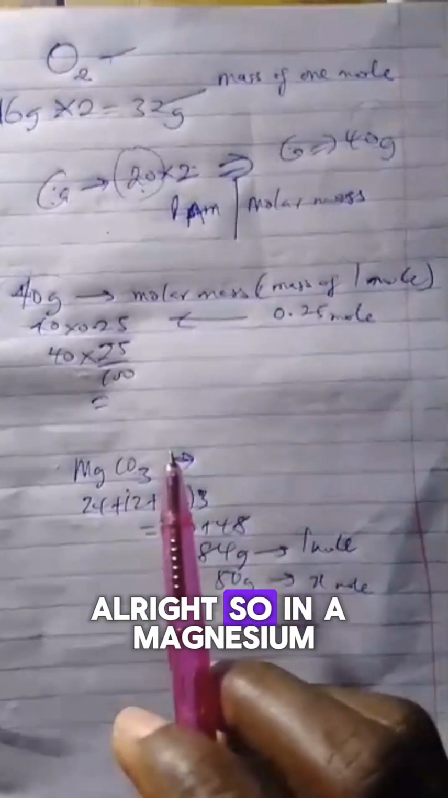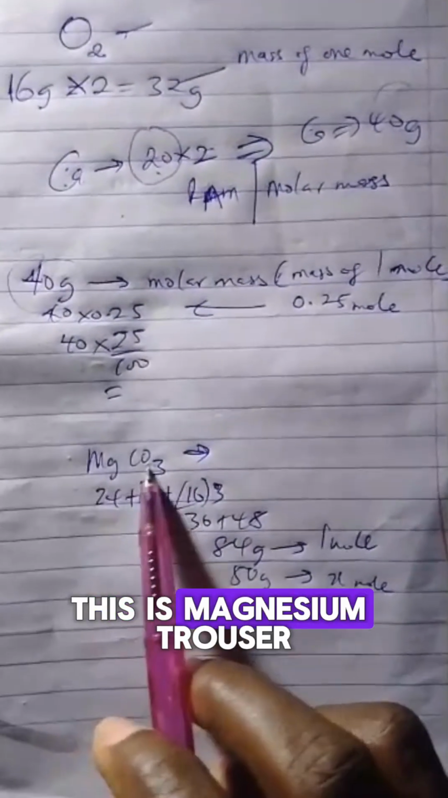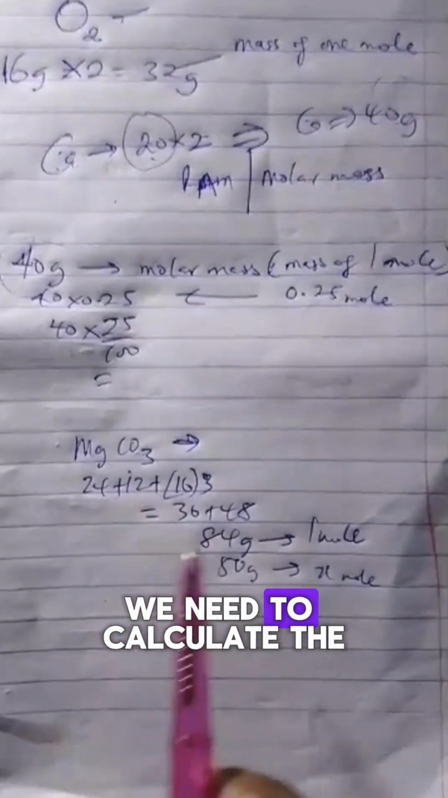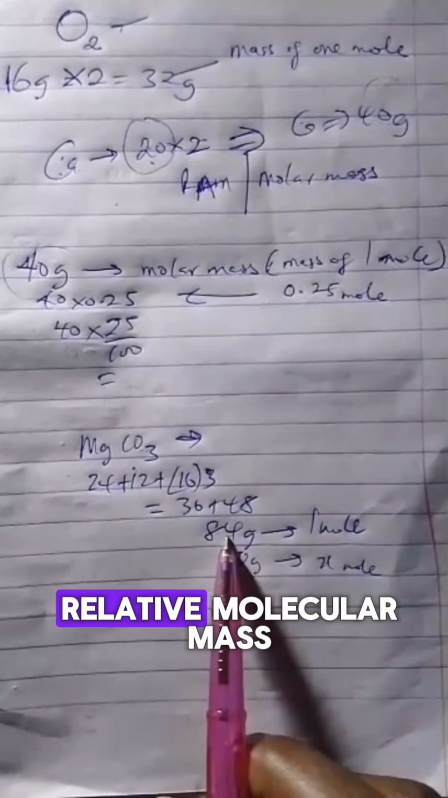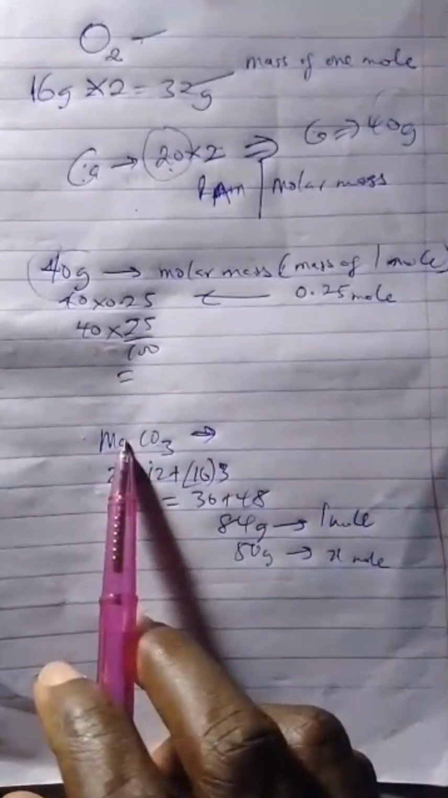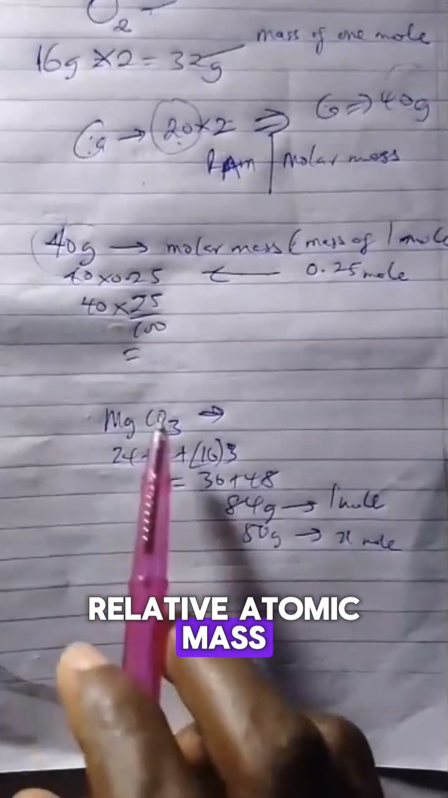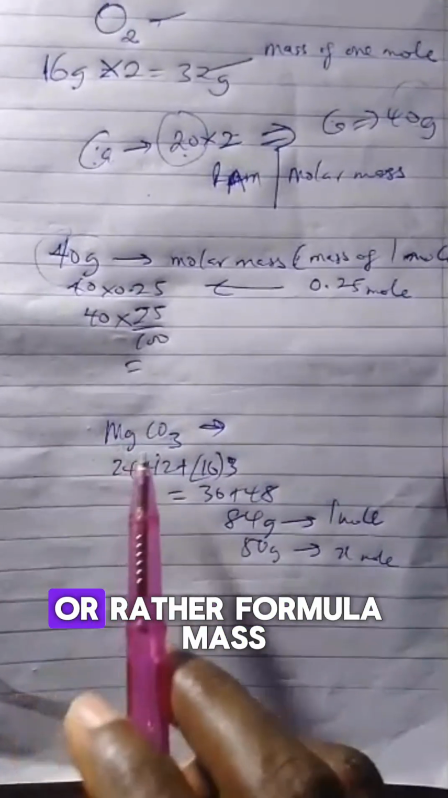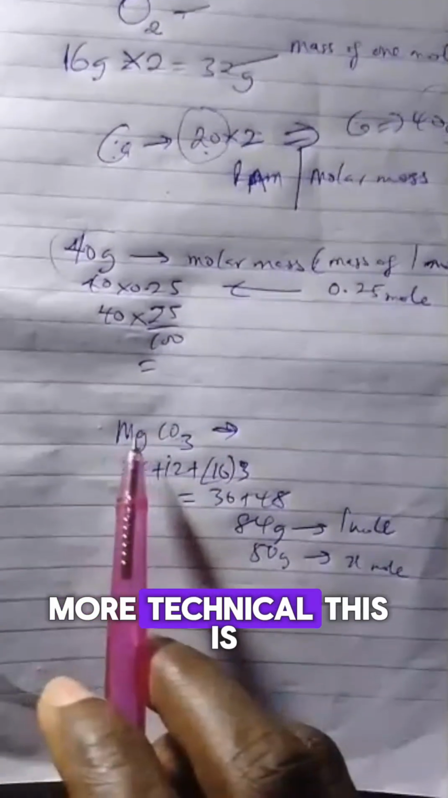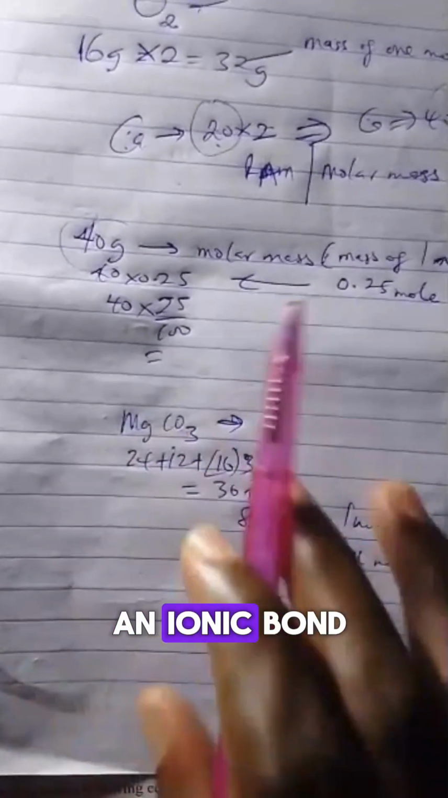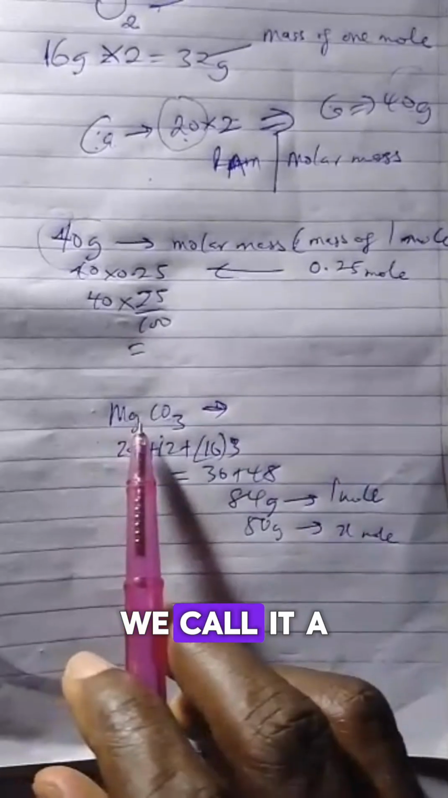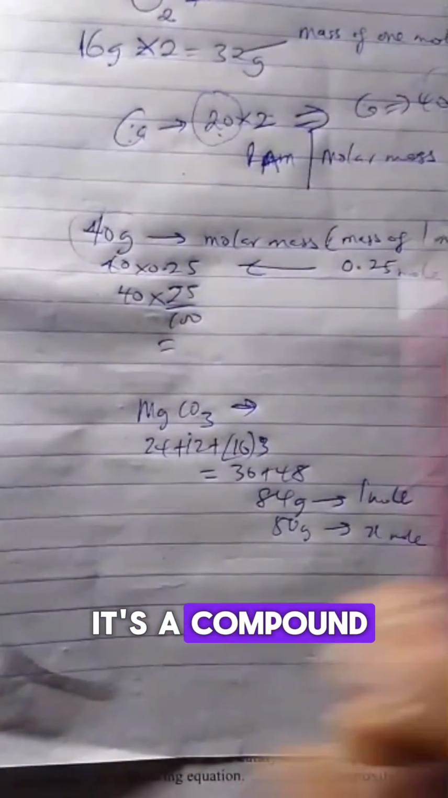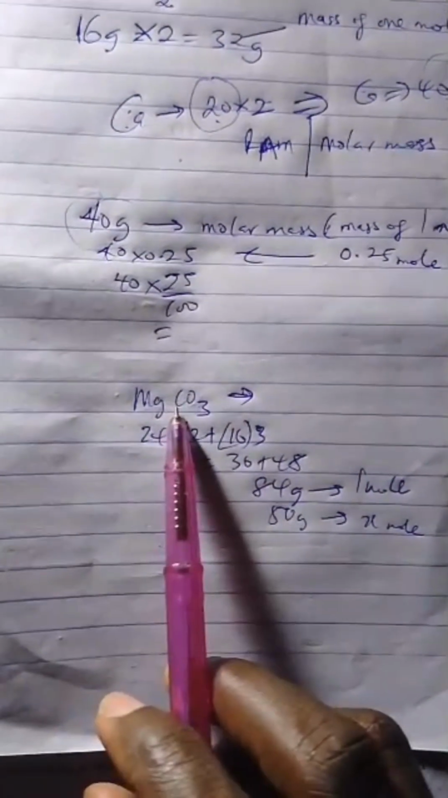In magnesium trioxocarbonate(IV), we'll be able to calculate the relative molecular mass, because this is a molecule. It's not an atom, so we can't say relative atomic mass. We call it the relative molecular mass, or rather formula mass. To be more technical, it's an ionic bond, so we don't call it a molecule. We call it a compound. It's an ionic compound. All right.